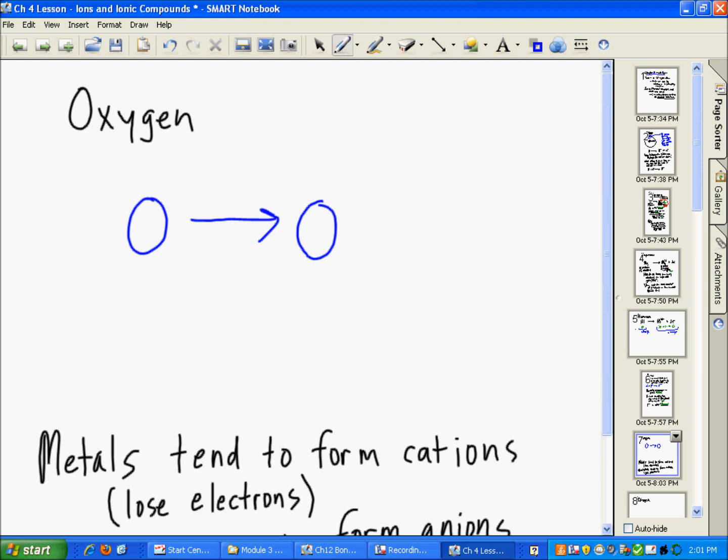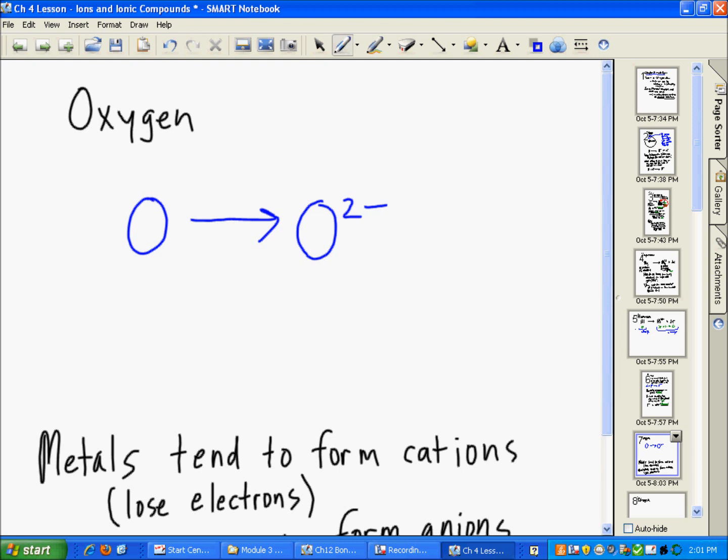-2, because it's gaining 2 electrons, and electrons are negative. And that confuses people sometimes because you're adding things, but you're adding negative things. So when you're adding something that's negative, you're going to get more negative. So because oxygen is gaining 2 negative electrons, it gets a 2 minus charge.